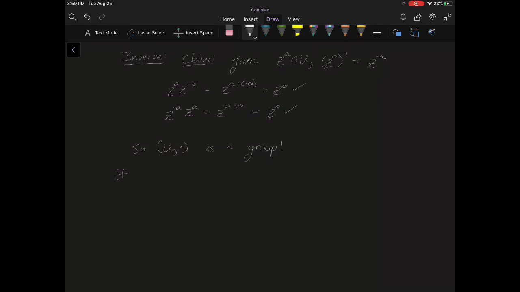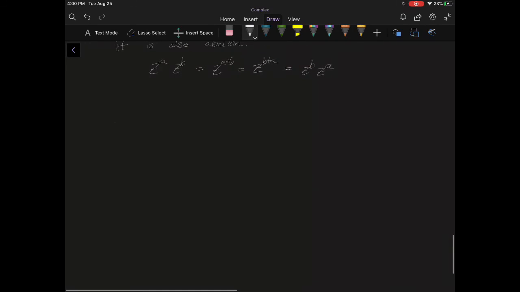Now we also have a bonus with this group too. We have that it's abelian. To show that, we're just going to take two arbitrary elements of our set U, z to the a, z to the b, and multiply them together. We get z to the a plus b. A and b are integers, so we can flip them because the integers are commutative. We get z to the b plus a, and that gives us z to the b, z to the a. So in total, U is an abelian group.